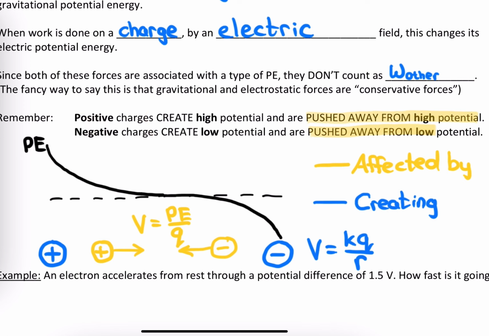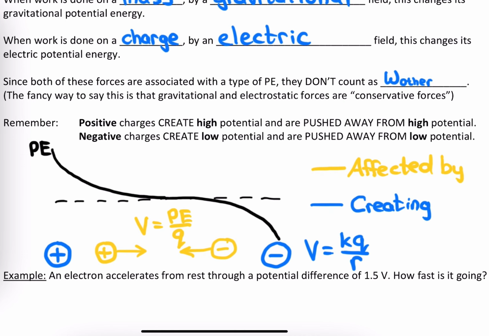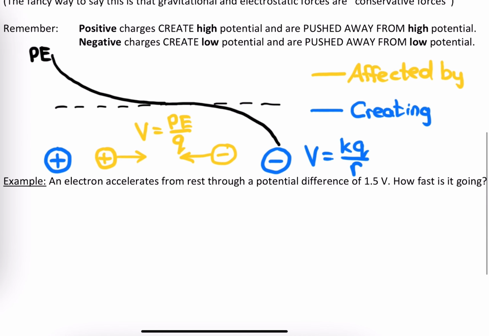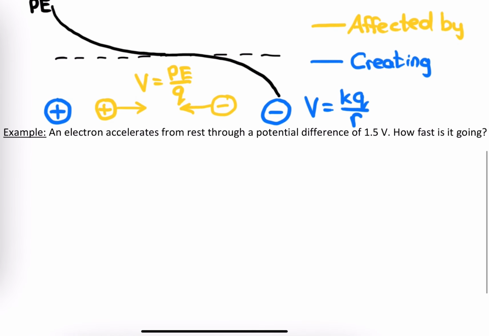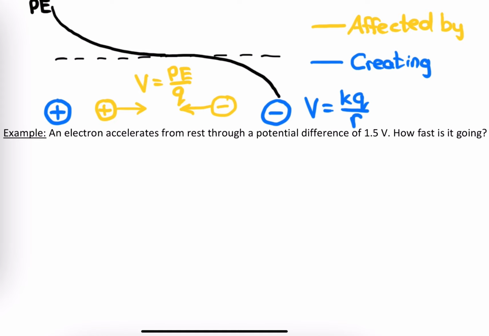All right, so with all of that in mind, let's look at an example now. An electron accelerates from rest through a potential difference of 1.5 volts. How fast is it going?